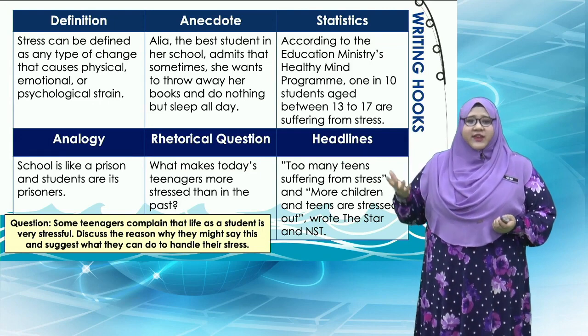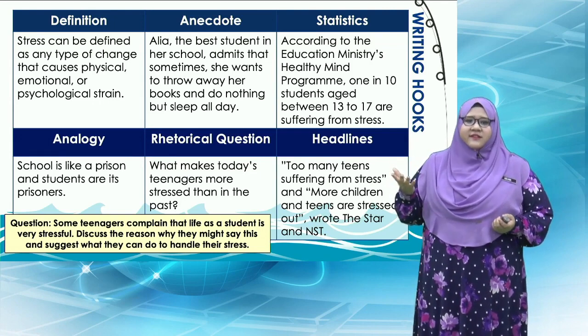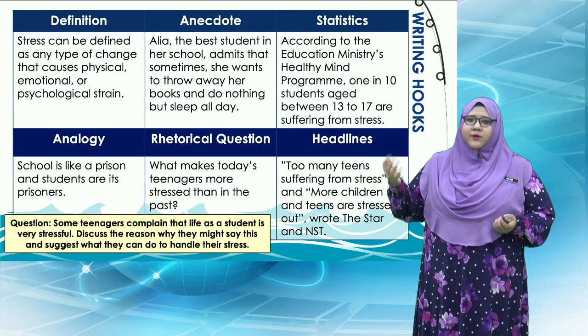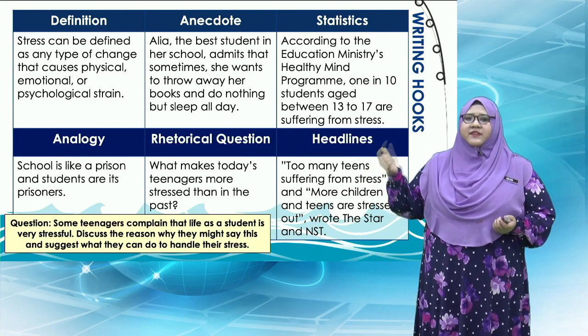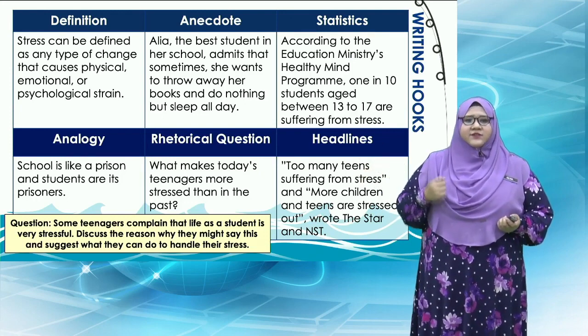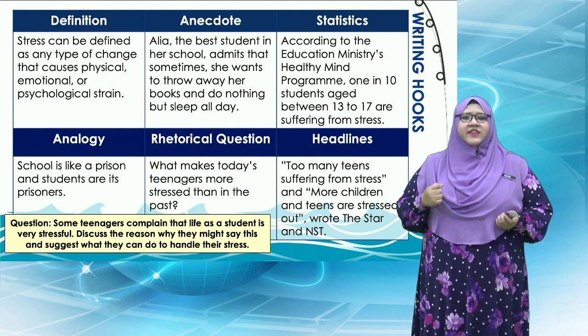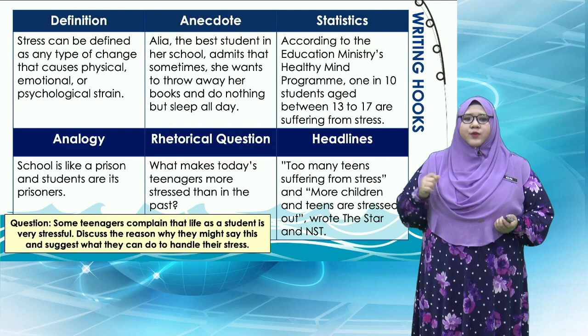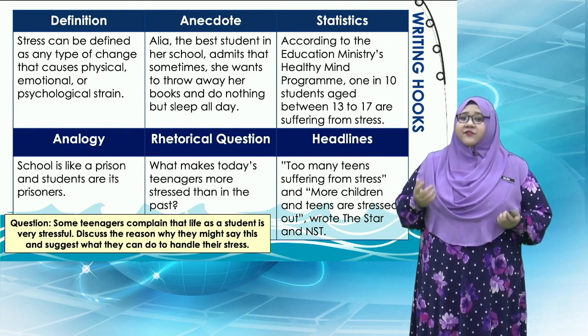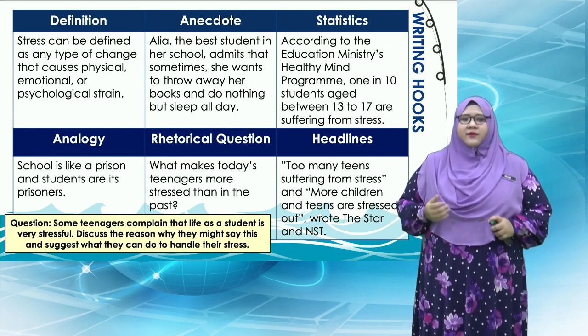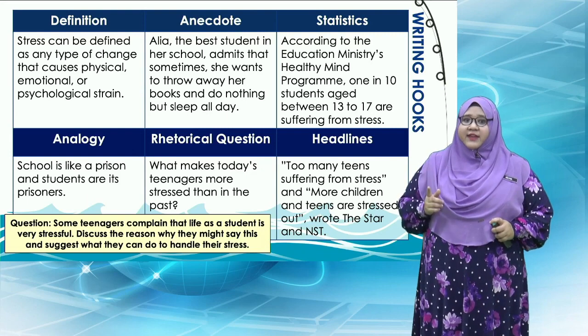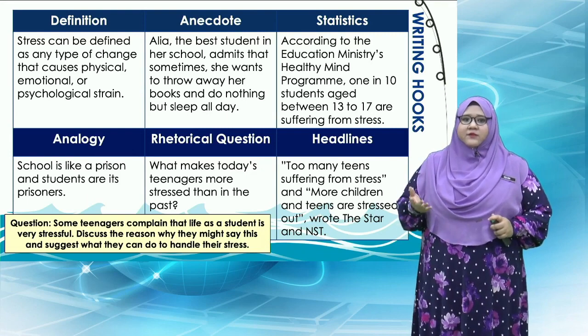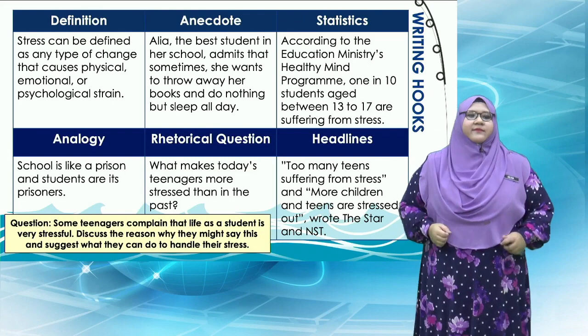The third type of hook that you can use in your writing is statistics. You can introduce figures, you can introduce percentages from surveys or interviews. For example, this one here. According to the Education Ministry's Healthy Mind program, 1 in 10 students aged between 13 to 17 are suffering from stress. Okay, does it sound intriguing? Yes. Wow, so many stressed teens.